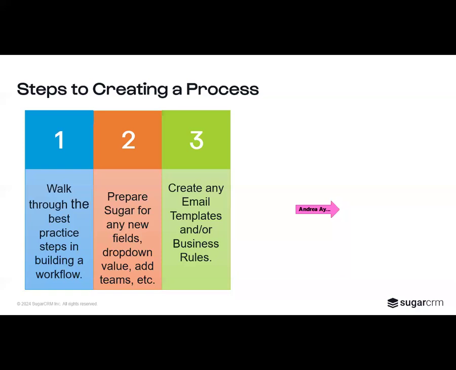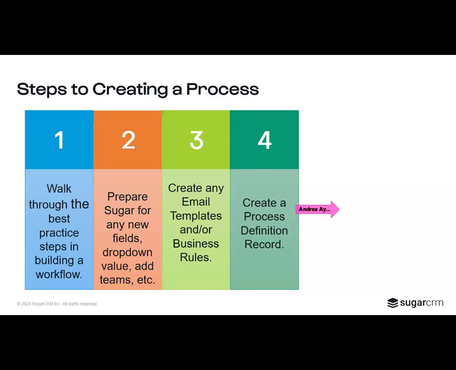So if your drawing says anything about email or a business rule, business rule would be anything that's an if-then. If this is true, then this, like a big list, then create those next. Create your email template and your business rule. Then you're going to go into process definition and create the process definition record. And this is where in the description, you're going to add all of this stuff in step 1.